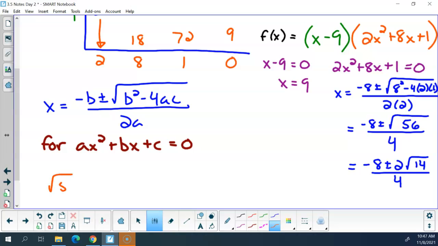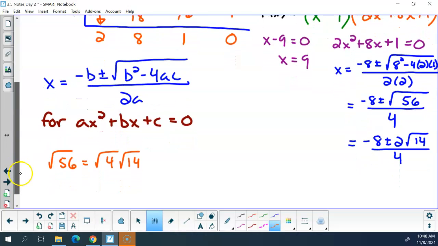Isn't the square root of 56 the square root of 4 times the square root of 14? What's the square root of 4? 2. 4 times 14 is 56. Because 4 is a perfect square, the 14 stays inside the root, and the square root of 4 is 2. You can't just straight up divide 56 by 4 to get the square root of 14, because it's protected by the square root. We have to keep the 2 out there too.